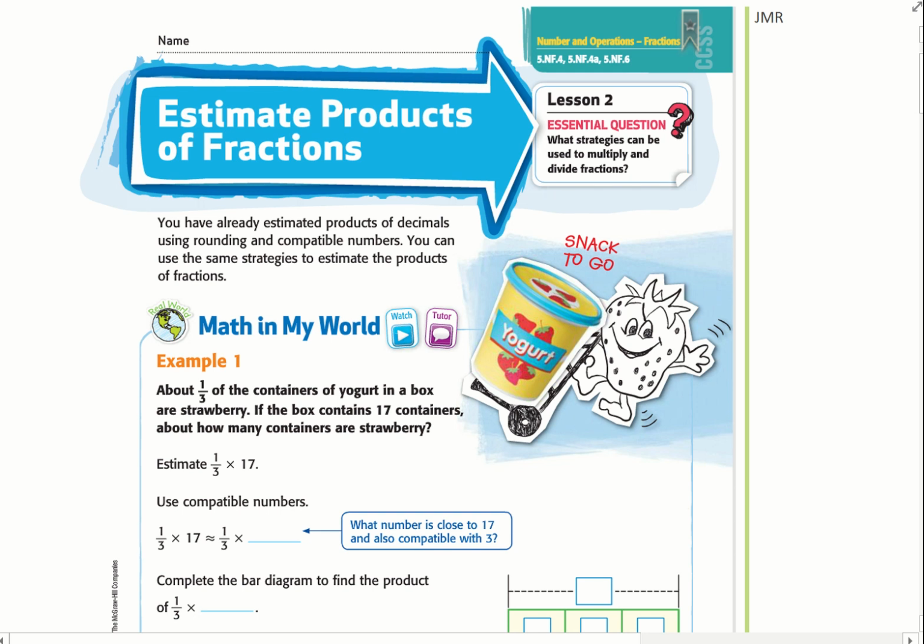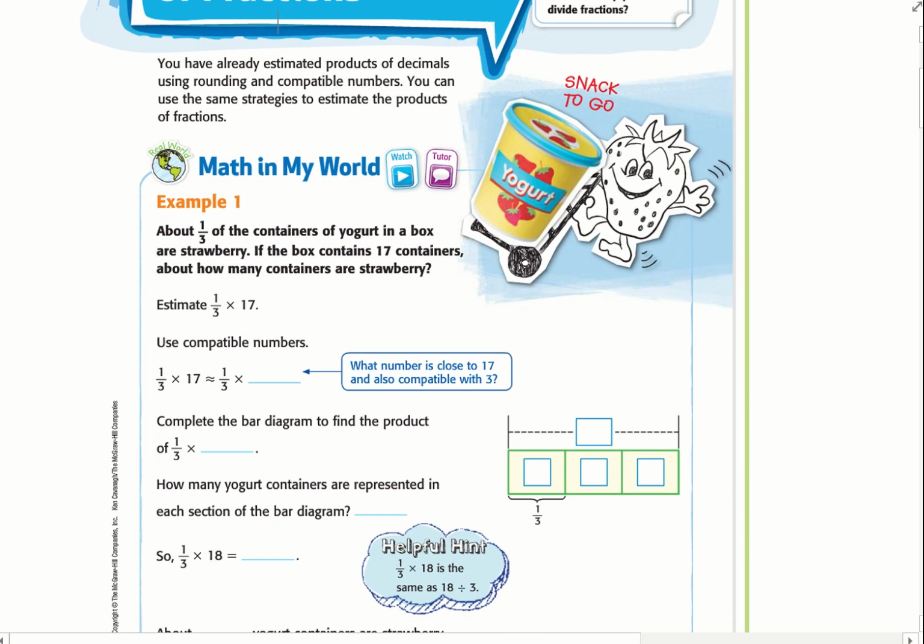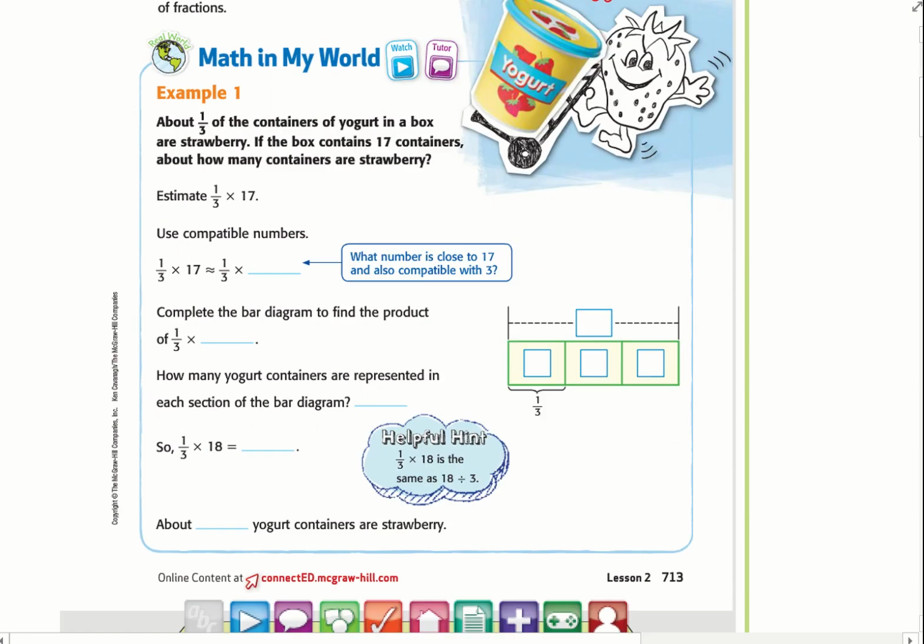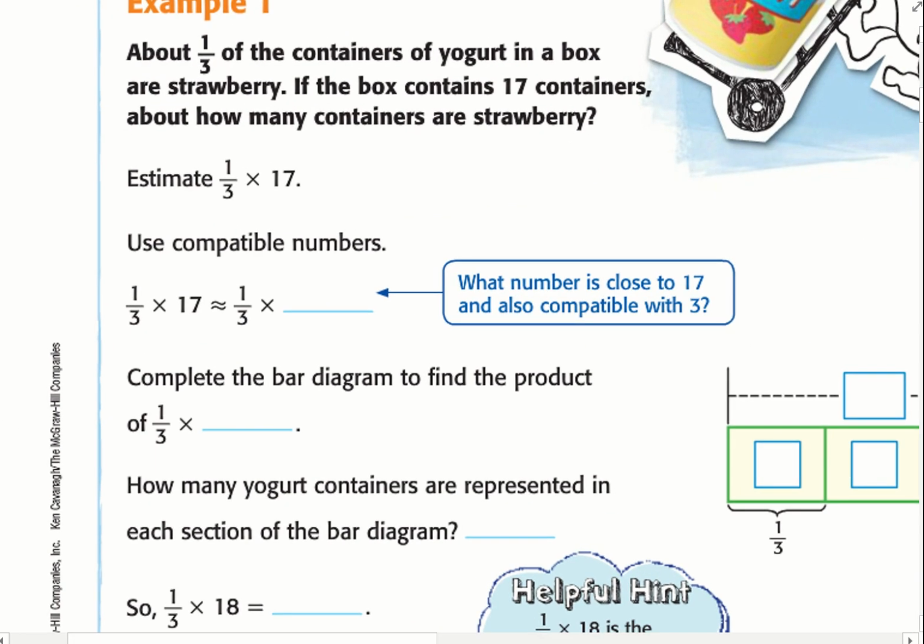Today we'll be estimating products of fractions. If you look at the word products, that means product is the answer of a multiplication problem. We've already estimated products of decimals using rounding and compatible numbers, so we can use these same strategies for fractions.